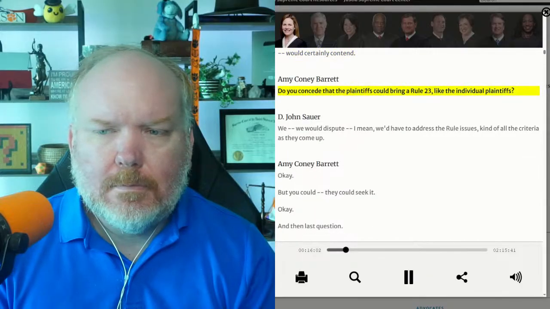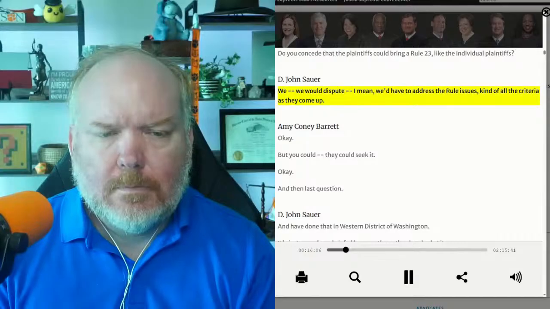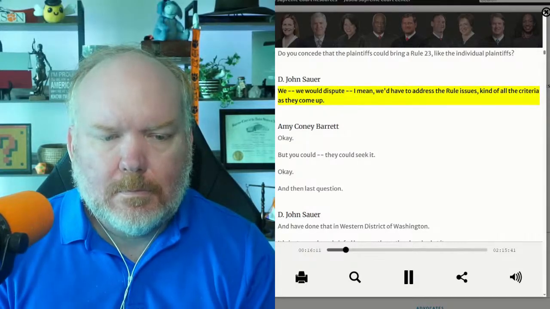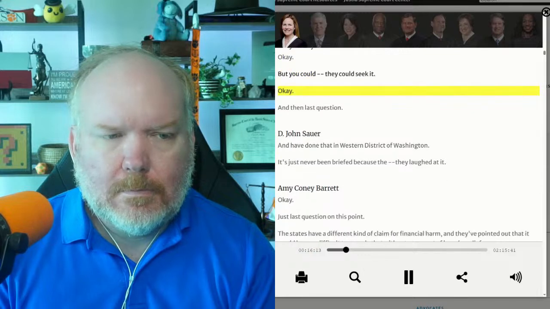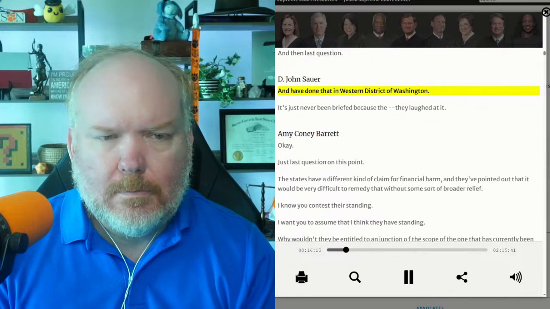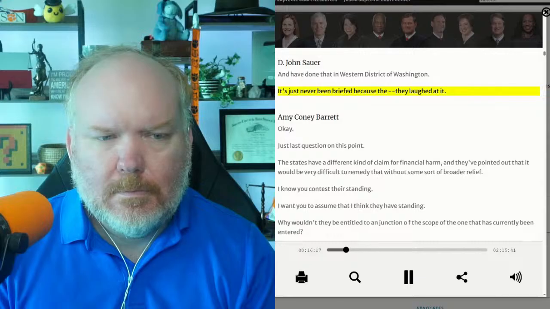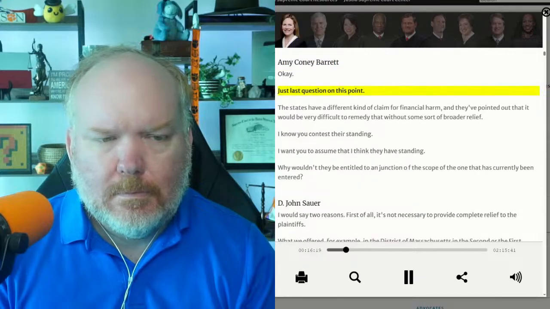Do you concede that the plaintiffs could bring a Rule 23 class action, like the individual plaintiffs? We would dispute that. We'd have to address the Rule 23 issues, all the criteria as they came up. But they could seek it. Okay, and then last question. And they have done that in the Western District of Washington. It's just never been briefed. Okay, just last question on this point.